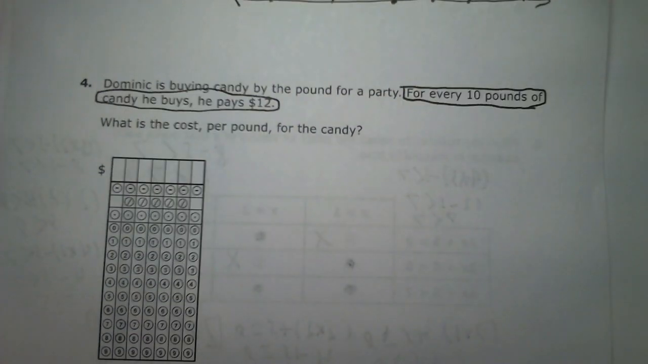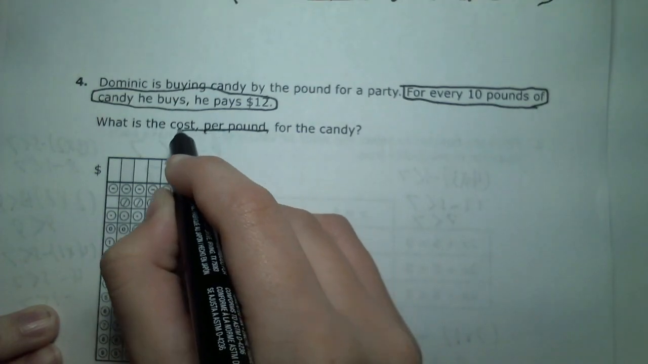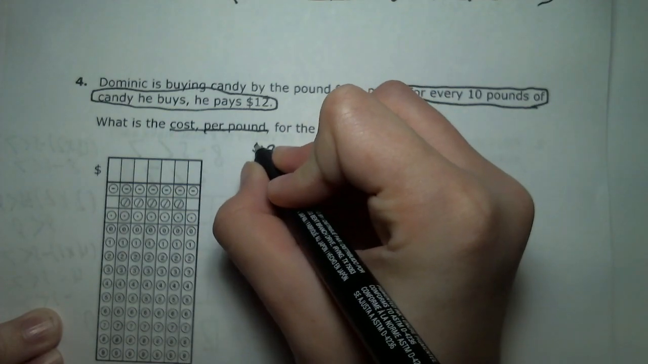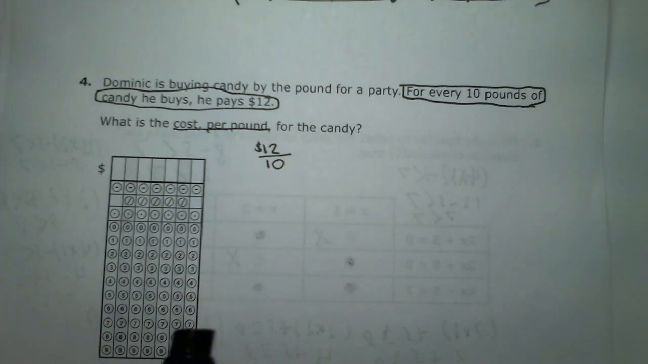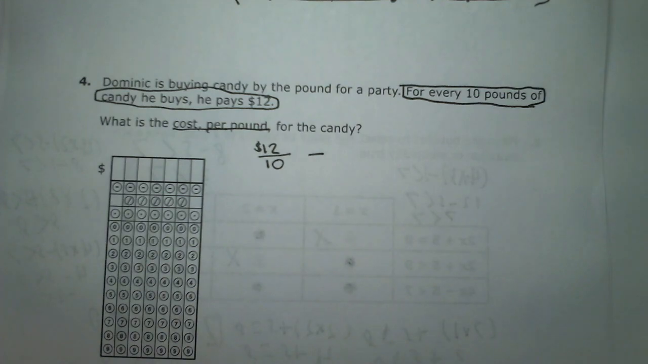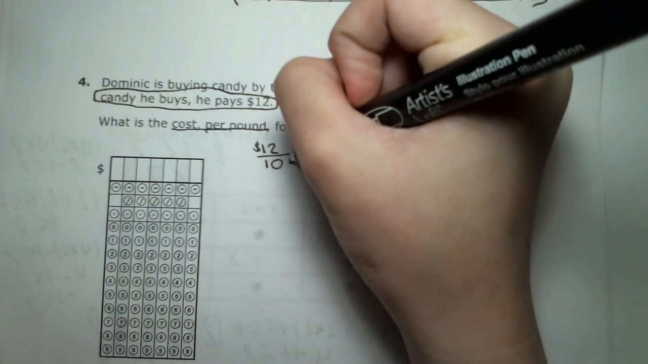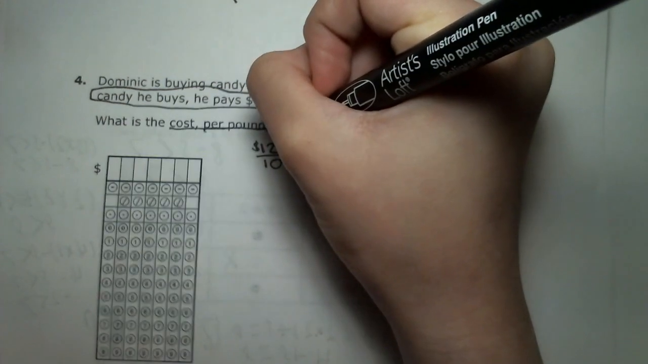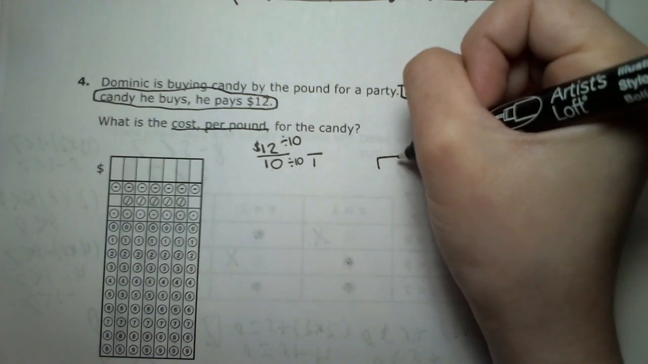So for this, what is the cost per pound for candy? So it is $12 per 10 pounds. And we're trying to find per single pound. So to do this, we just simplify. So we're going to try to get the pounds down to 1, so that's just dividing by 10, and then that would be 1. Now we have to do the same to the top. Let's just use long division for that.